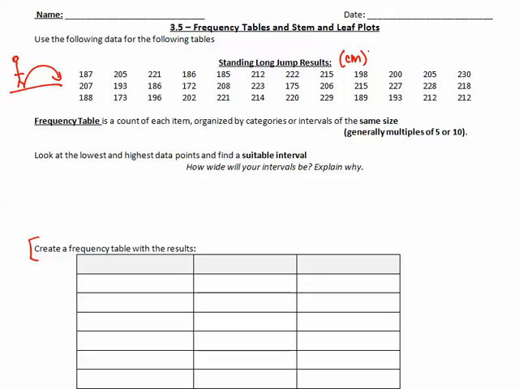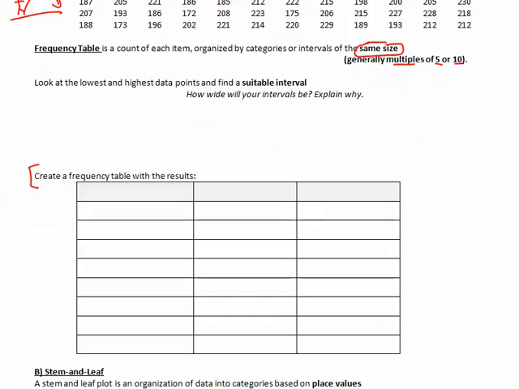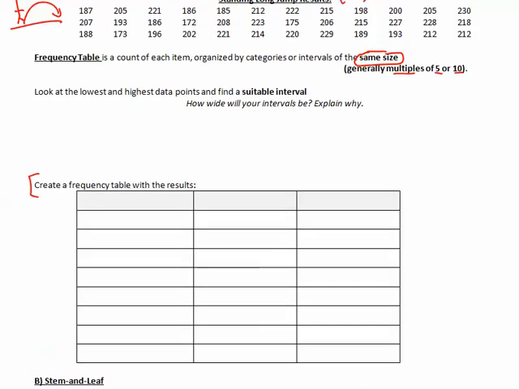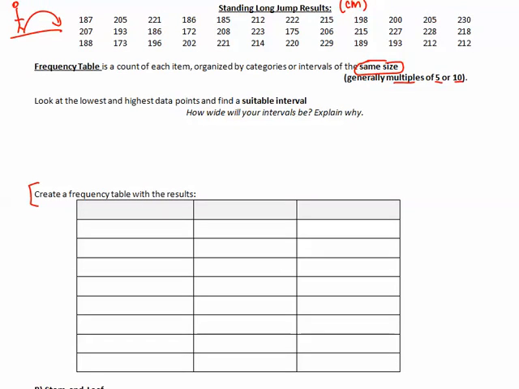each category. A frequency table is a count of each item organized by categories of intervals of the same size. This is really important: when we choose our intervals, they must be the same size. Normally, multiples of 5 or 10 are the easiest, because it's easiest to skip count by those numbers, and it's easier for someone reading it to look at the data more neatly. So let's look at the highest and lowest data points and look for a suitable interval.